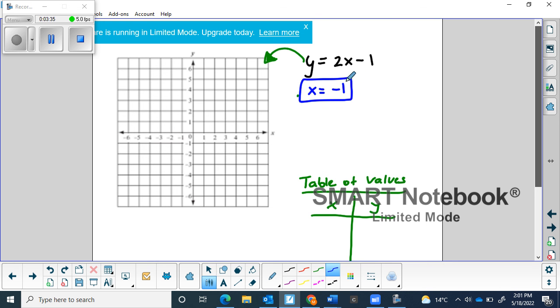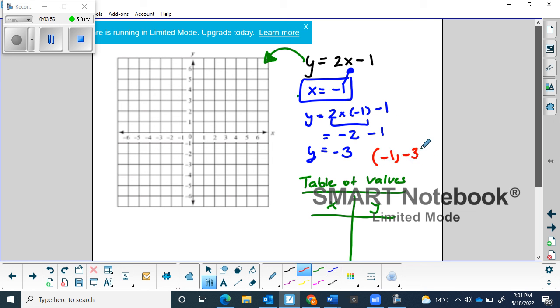So if x equals -1, wherever I see the x, I have to plug in a -1. So y is going to be equal to 2 times -1 minus 1. 2 times -1 is -2. -2 minus 1 is -3. So y would be -3. So then my coordinate point, x is -1, and y is -3.